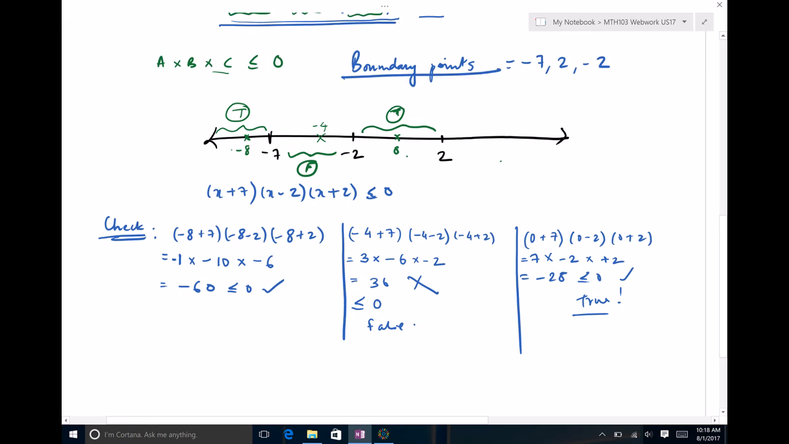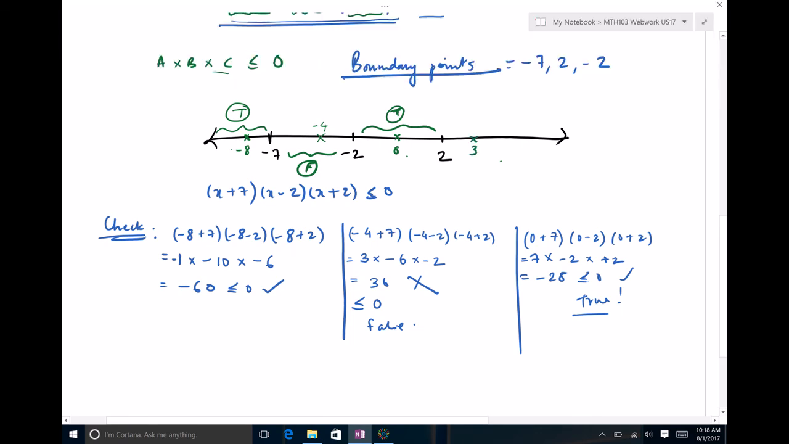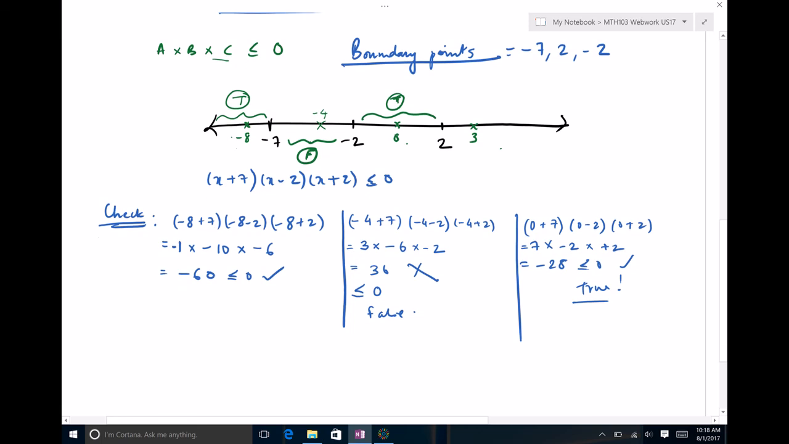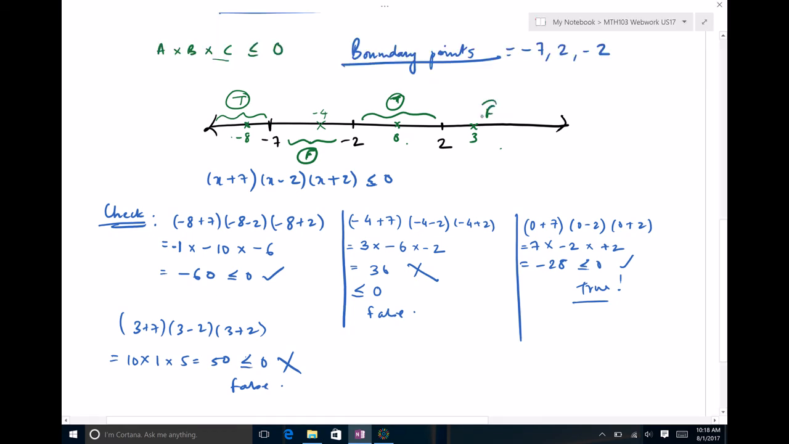And finally, the last interval that I need to look at is the one beyond 2. And over here, I'm going to just pick the closest number, 3. So let's see what happens when x equals 3. I have 3 plus 7 times 3 minus 2 times 3 plus 2, which is 10 times 1 times 5, which is positive 50. Now expecting that to be less than or equal to 0 is preposterous, so that's also false. So this means that in my last interval also it's false.